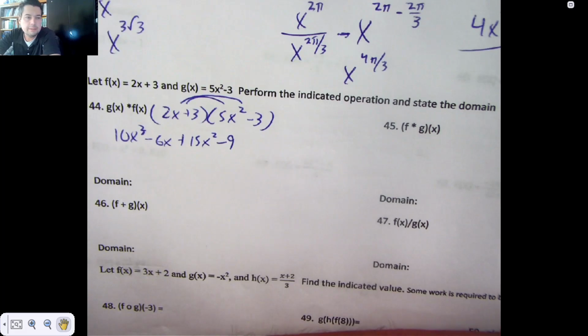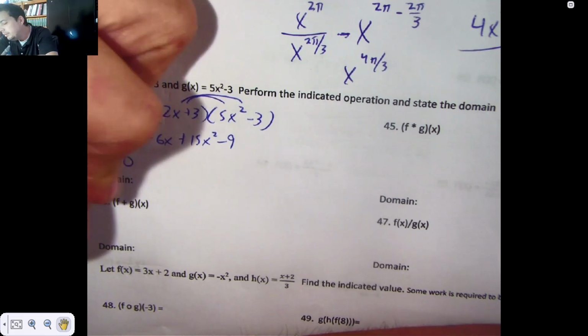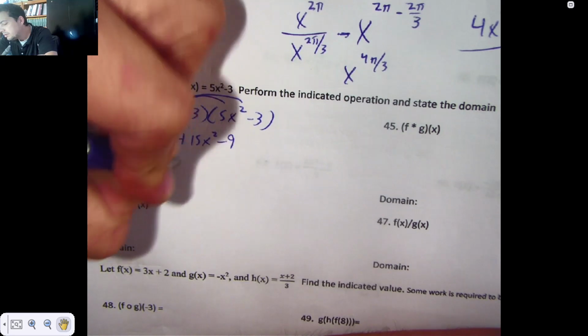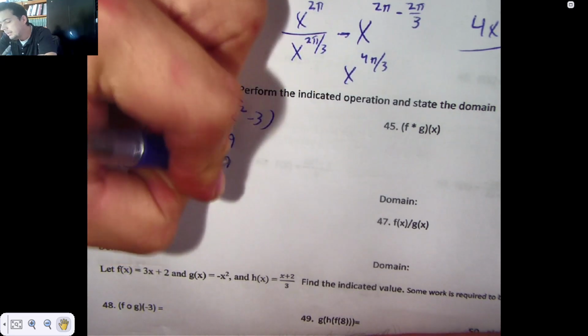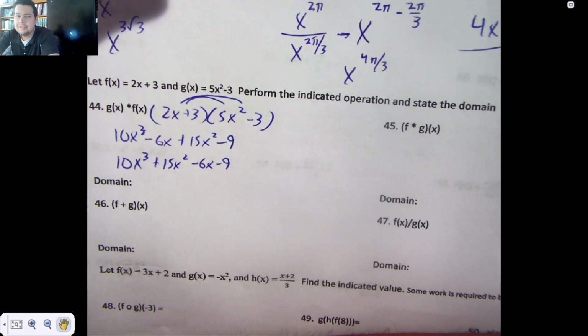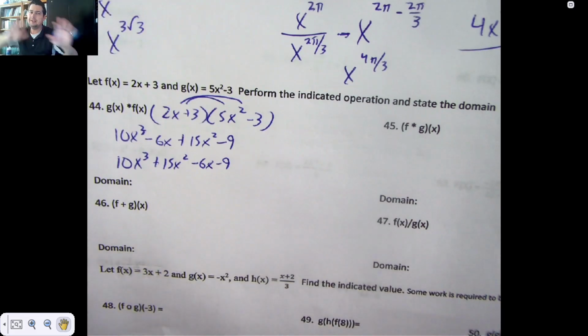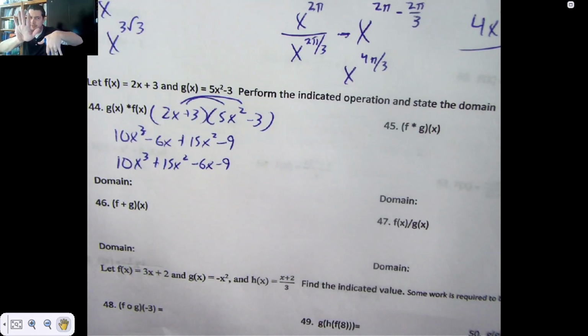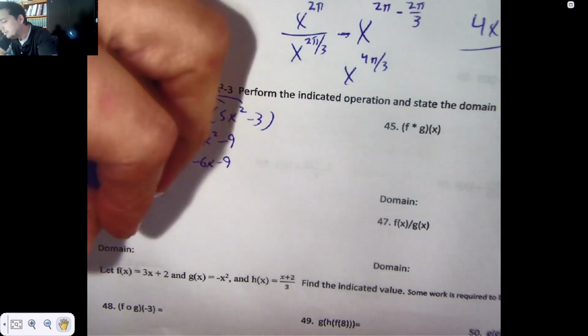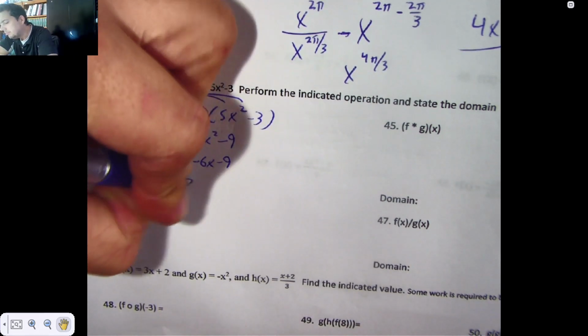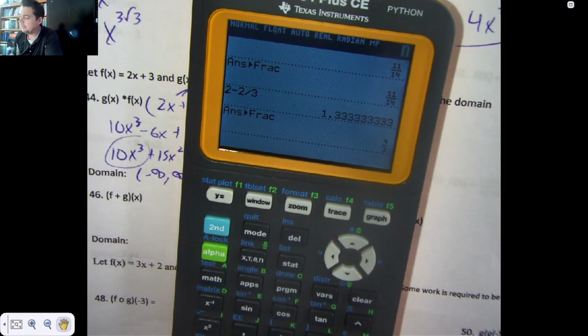If I didn't make a mistake, 10x cubed, right? Looks right. In standard form, 10x cubed plus 15x squared minus 6x minus 9. The domain, that's x to the odd. X to the odd looks like this. Maybe you can see my hand. Starts low, ends high. Runs forever left, runs forever right. It's negative infinity to positive infinity. If you don't believe me, the only thing that actually matters is that.